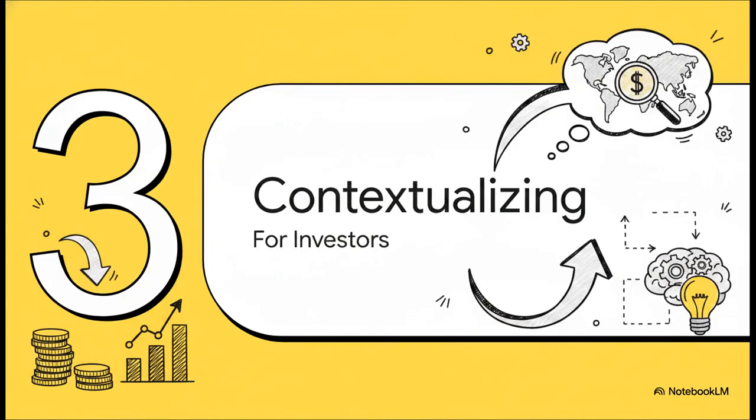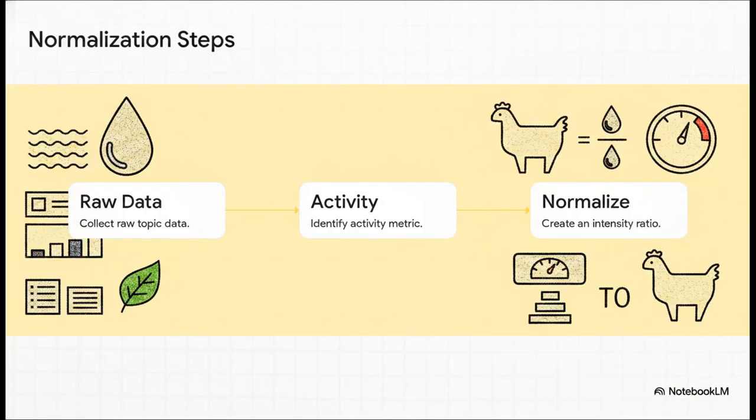All right, we have the raw data, and we have the activity metrics. Now it's time for contextualizing for investors. Let's walk step by step through a hypothetical investor's workflow. Step 1, they collect the raw topic data from the sustainability report. Let's say they grab the total water withdrawn. Step 2, they go to Table 2 and identify the relevant activity metric, like the total metric tons of protein produced. And then Step 3, well, that's where the magic happens. They divide the raw water data by the total protein produced. This simple division creates an intensity ratio, specifically the amount of water used per ton of meat produced.